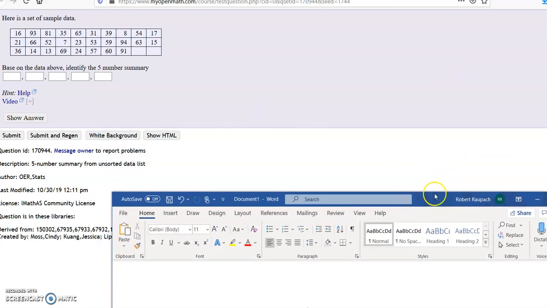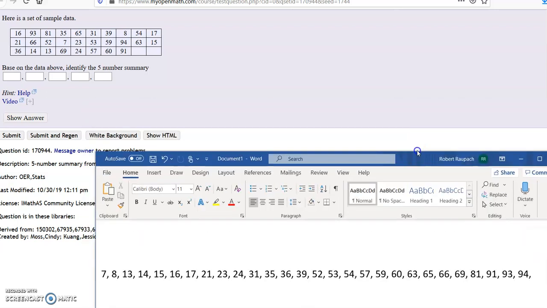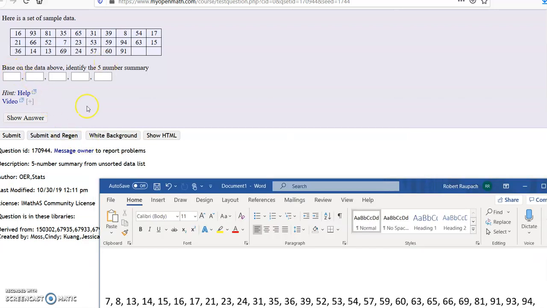Basically, the first and last one are easy. What is the lowest number? What is the highest number? If you're following my cursor here, this number would be 7 and this one would be 94, the lowest number and the highest number.